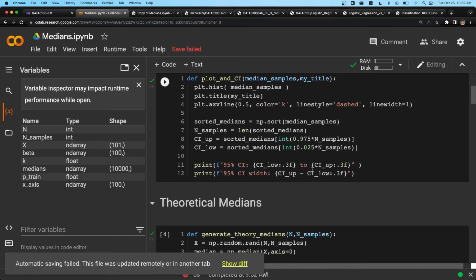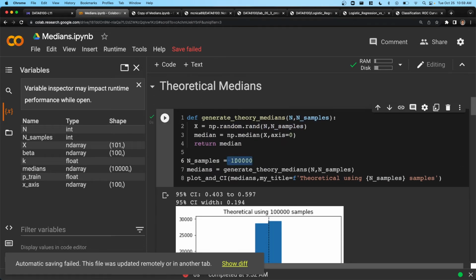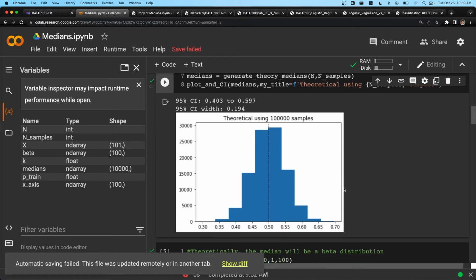I could just do it 1,000,000 times. And so this is what I did: I did 100,000 samples of 101 things, and I took the median 100,000 times. And what you get is a histogram like this. So if you do the median of 101 points, 95% of the time it's between 0.40 and 0.597. So between 0.40 and 0.6 essentially. So the 95% confidence interval width is 0.2.